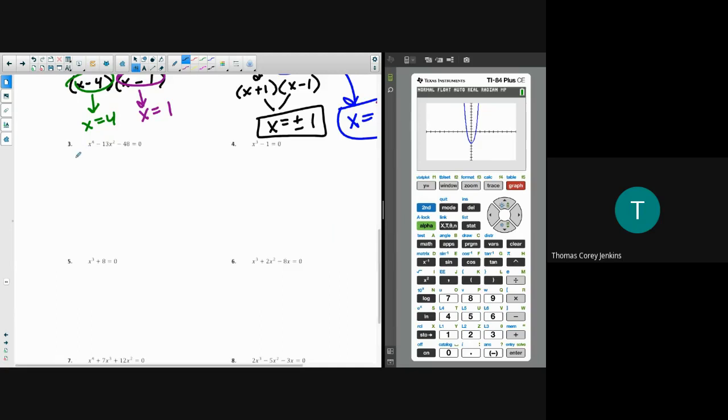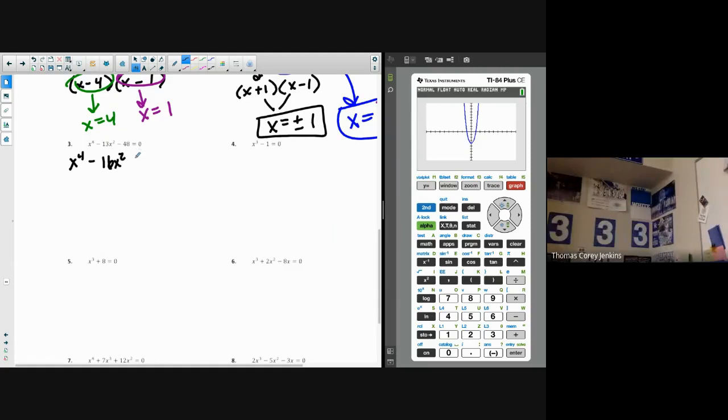So we'll have x to the 4 minus 16x squared plus 3x squared minus 48 equals 0. Okay, then we factor by grouping. And again, I know our lead coefficient is 1, but we have that x to the 4th. So that's what makes this one a little bit weird.